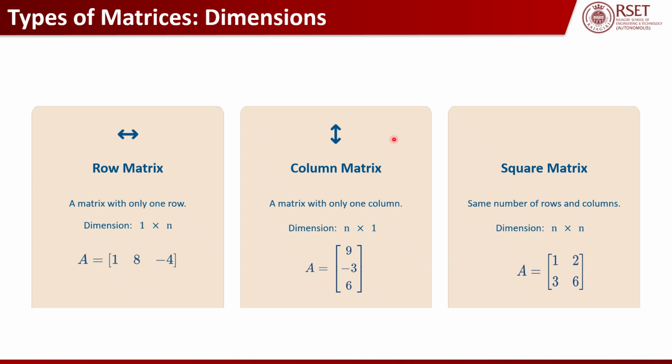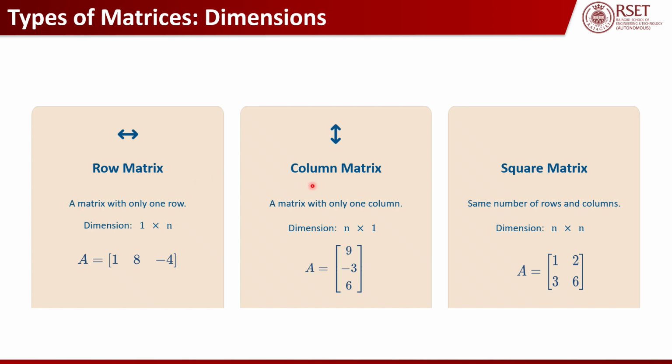In the next slide, we will look at the types of matrices. The first 3 types are based on the dimensions, which is also called order. When we speak about dimension, the matrix can be a 1 by n matrix, that is, it has only 1 row and it can have n columns. Here there is an example: 1, 8, minus 4. This is a 1 by 3 matrix, right? It has 1 row and 3 columns. This type of matrix is called a row matrix, that is, a matrix with only 1 row.